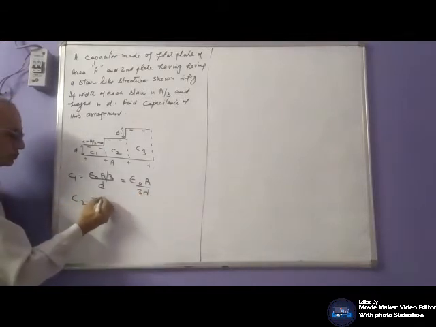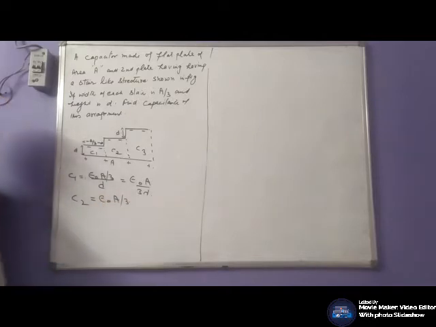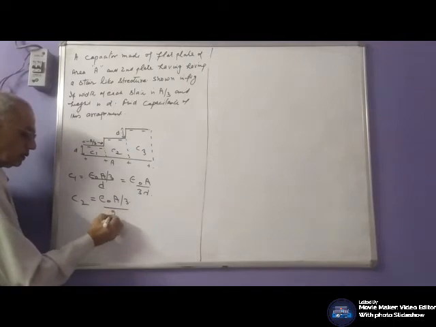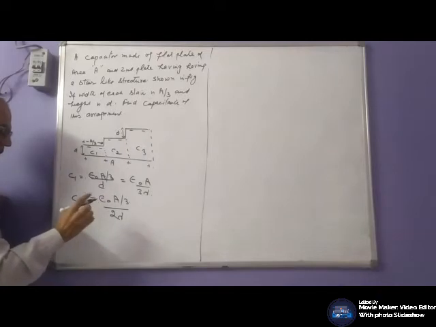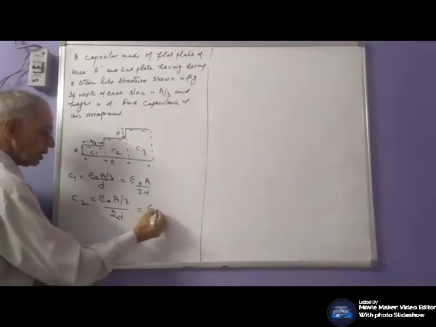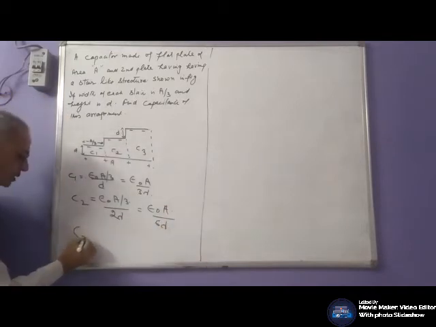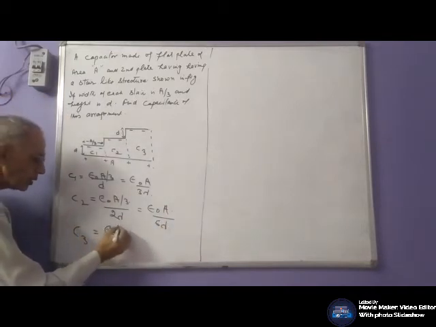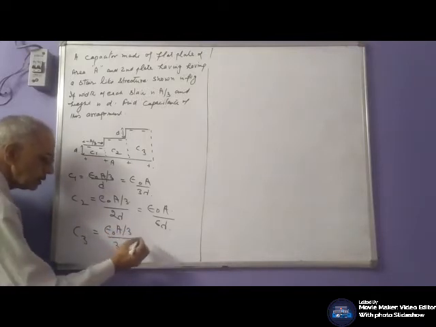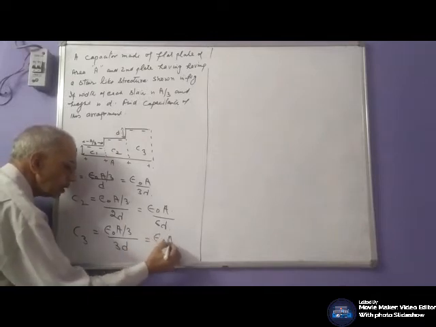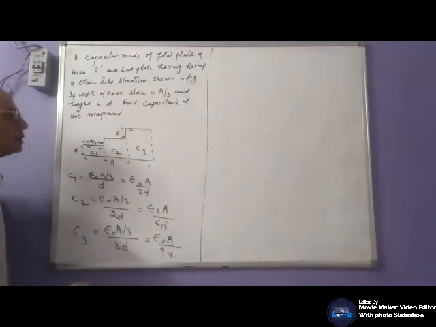C2, epsilon A is this, D, this is D now, this D plus this D, 2D. It comes out to be epsilon naught A by 6D. C3, epsilon naught A is here A by 3 and D is here 3 by D. Epsilon naught A by 9D.